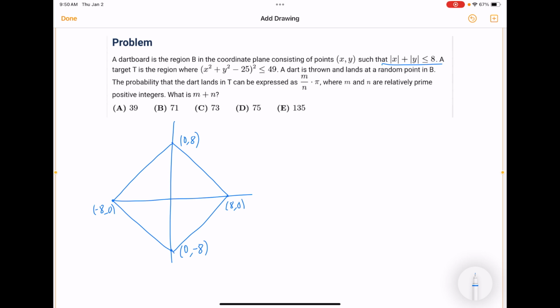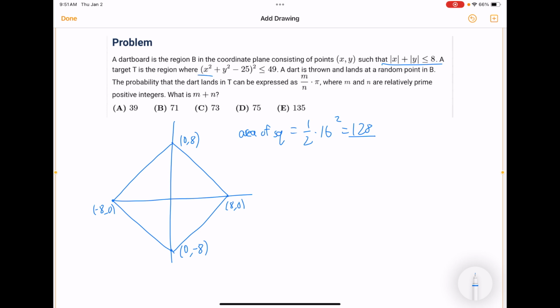First, it wants us to find the probability that it lands in area T. To find that, we can just do the area of the target T region over the area of the entire thing, which is the area of the square. Clearly the diagonal is 16, so we can find the area of the square, which is 1/2 times 16 squared, which is just 128. So this is the area of the square.